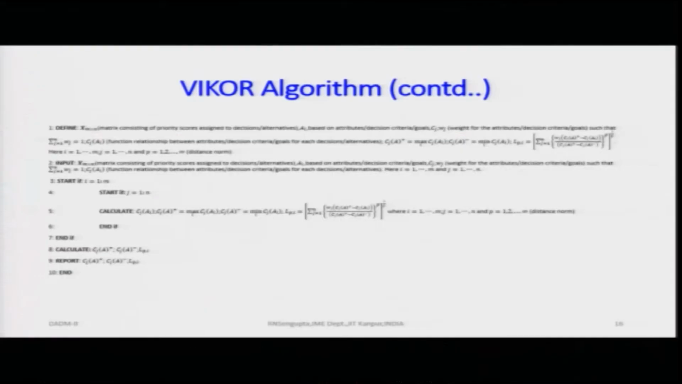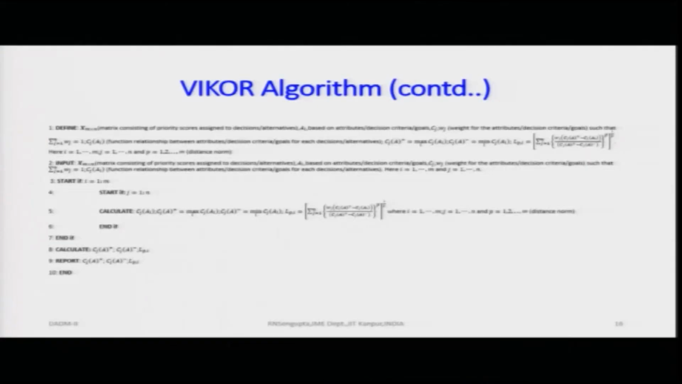So, X is of dimension m cross n, as it states. X is the m cross n matrix consisting of priority scores assigned to decision alternatives a_i, corresponding to the fact that the criteria goals are given by C_j and the weights are given by W_j. I am going to come to the weights again, even though I have repeated it, but it is just a way of discussion such that the logical flow remains.